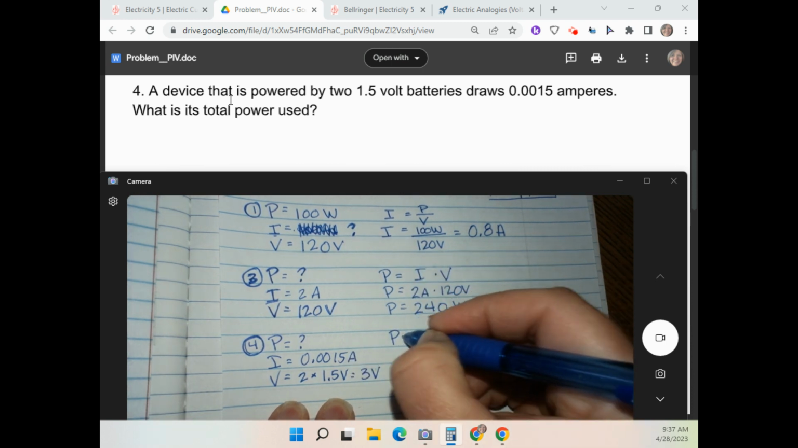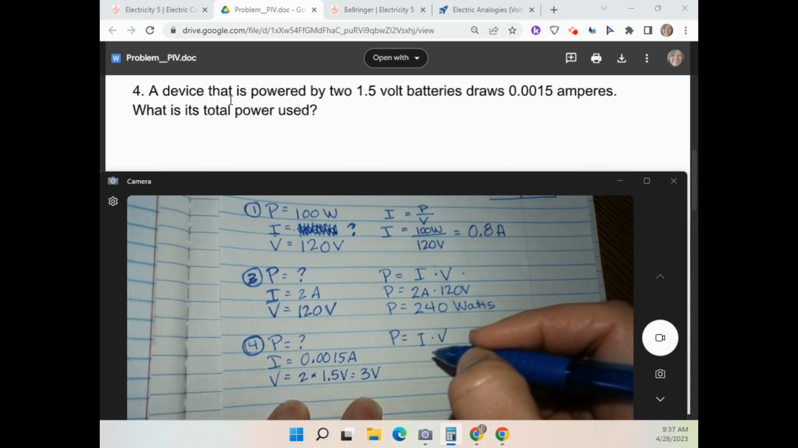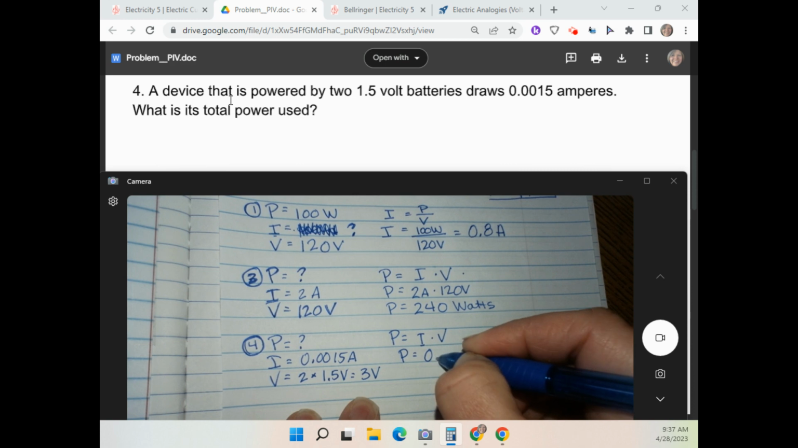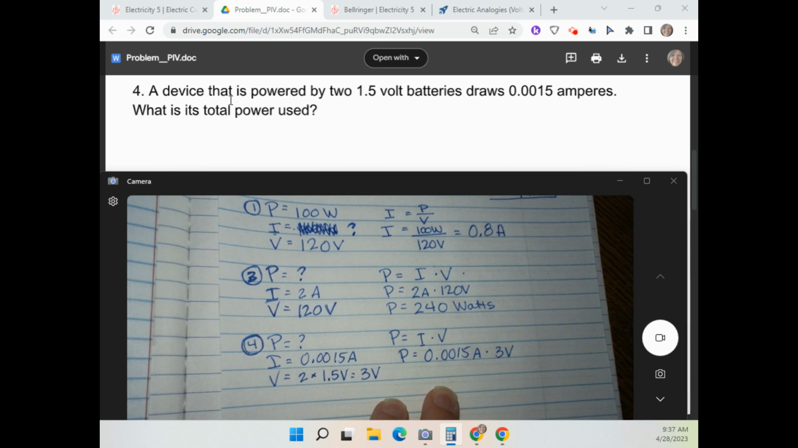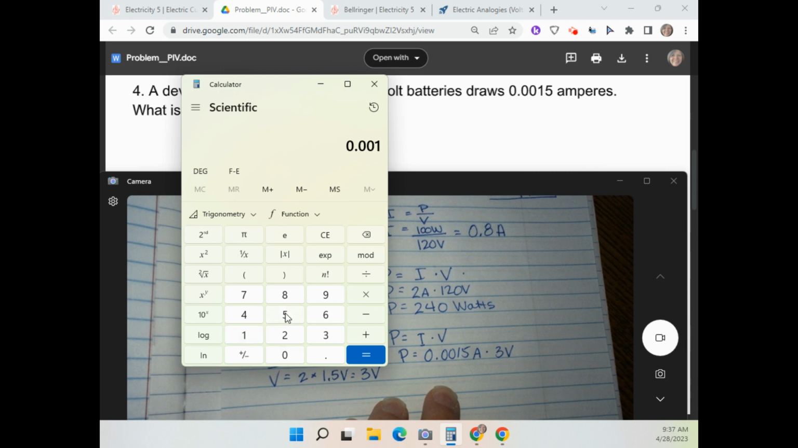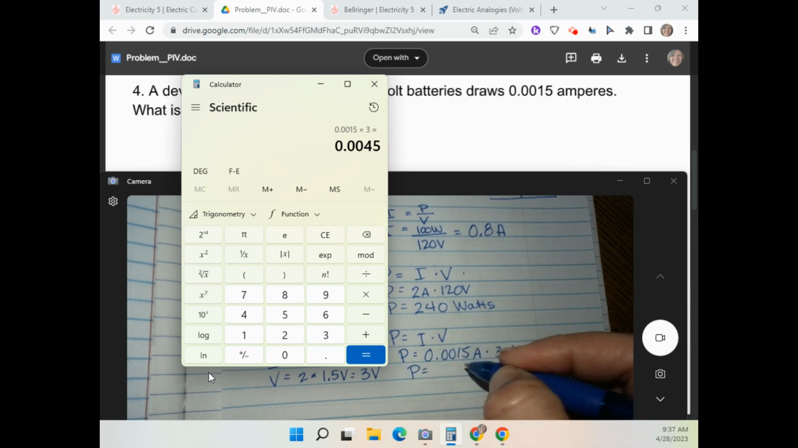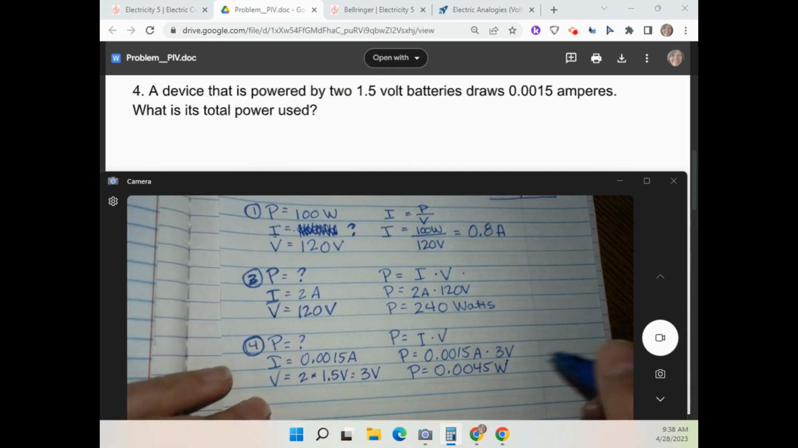And again, we're looking for power. So power equals I times V. We can look back at what we did before and get that. And now we're just plugging it in. And so we'll pull up our calculator just to make sure that we don't mess up. Why did I put a W there? Power is measured in watts, so that's important.